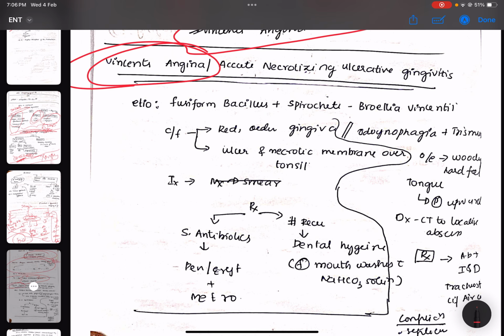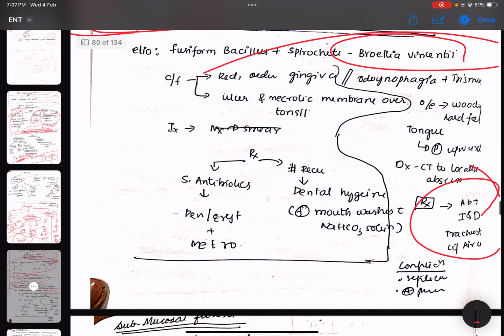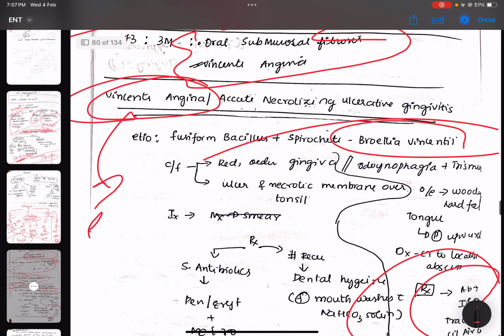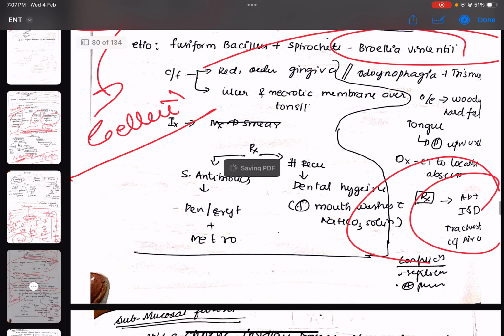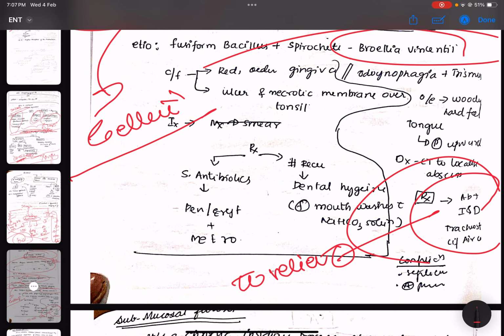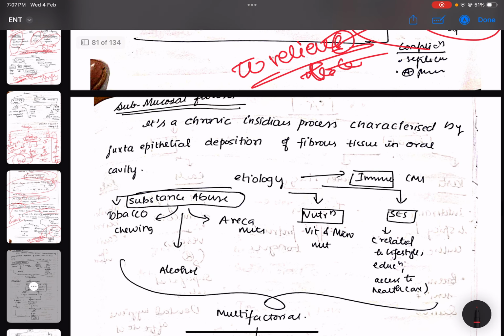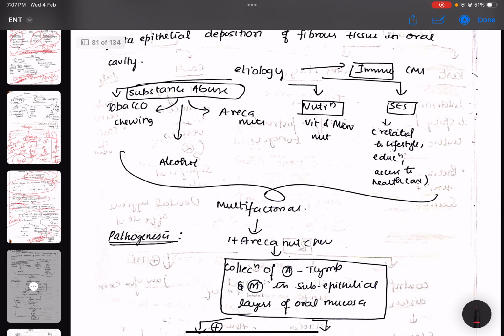Why is it Vincent's angina? First you need to know the causative organism and what you do. Since it's a cellulitis, make sure you write it. Why do you do an incision and drainage here? To relieve the tension. Okay, that is an important thing which you need to mention. Submucosal fibrosis, I'm sure in the head and neck part of your surgery I have discussed. So these are the important things.